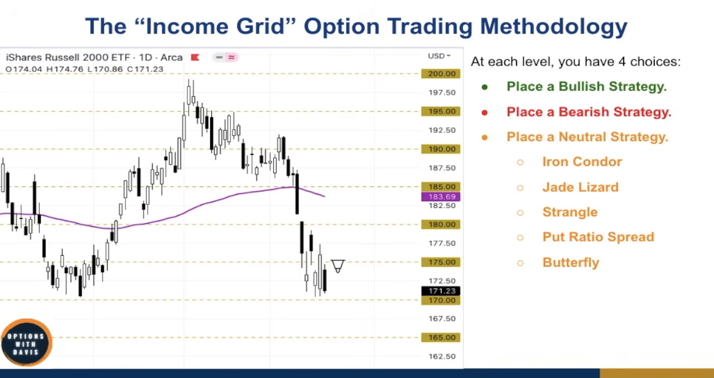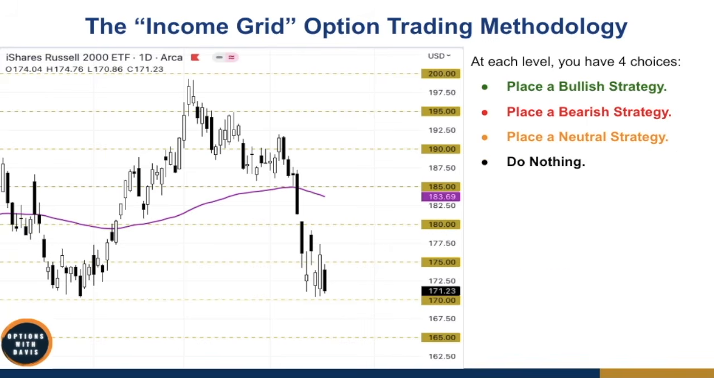Or you could just choose to place a neutral strategy if you're just not sure what it's going to do. If you do not have a bullish view and you do not have a bearish view, then you can just choose to place a neutral strategy, right? And there are many options as well. You can choose to place the Iron Condor, the Jade Lizard, the Strangle, the put ratio spread, or you could use the Butterfly or the Iron Fly. As you can see, there are many different ways that you can enter into a neutral strategy, and it really comes down to you which one you want to place. And that is the third choice.